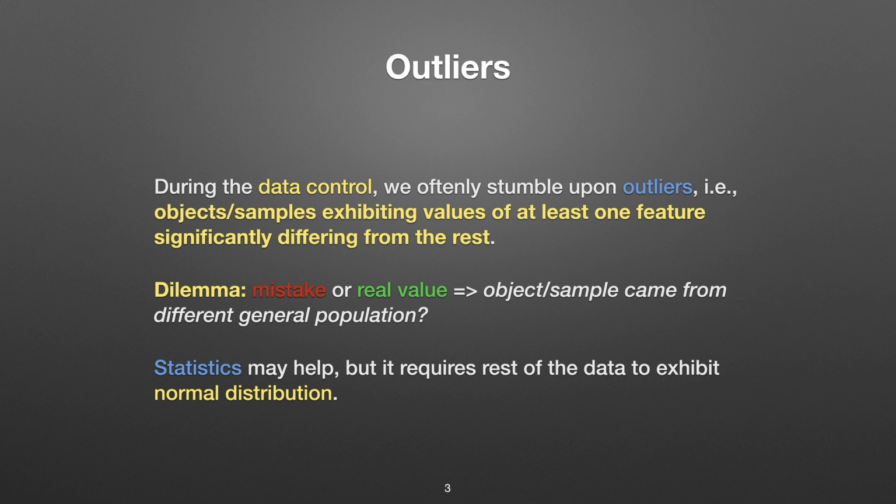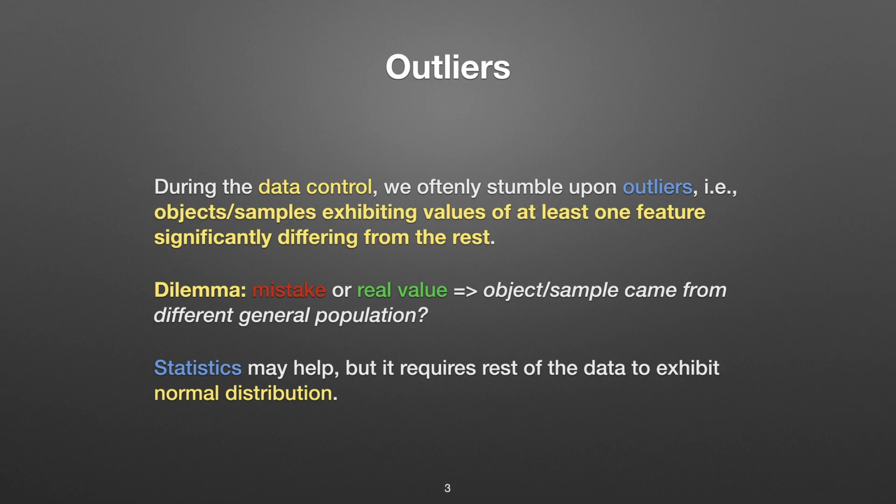During data control, we often encounter outliers. These are objects or samples with at least one feature that differs strongly from the rest of the dataset. And then comes the classic dilemma. Is this a mistake? Or is it a real value that tells us the sample may come from a different general population? That is a very important distinction, because if it is a mistake, we may want to remove it. But if it is real, then it may actually contain valuable information.